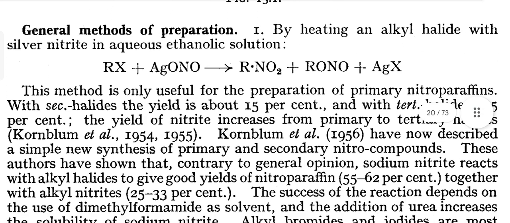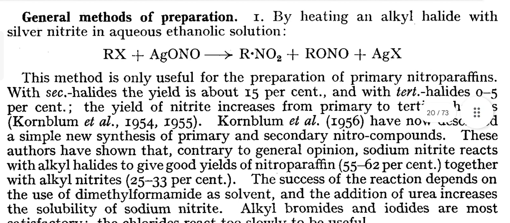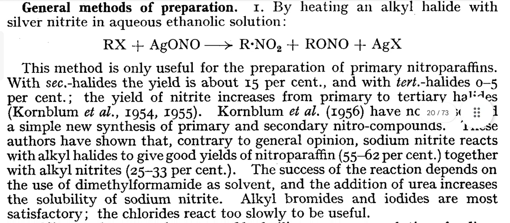Now we will talk about the general methods of preparation. First method is by heating an alkyl halide with silver nitrite in aqueous ethanolic solution. This method is only useful for the preparation of nitroparaffins with secondary halides, and the yield is about 15%, and with tertiary halides 0 to 5%. The yield of a nitrite increases from primary to tertiary halide.